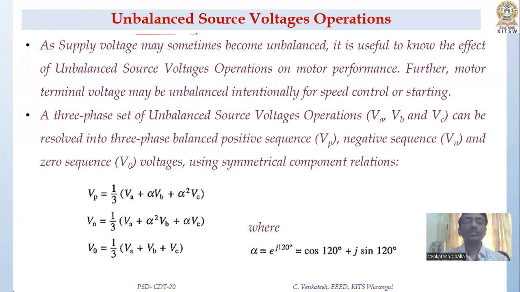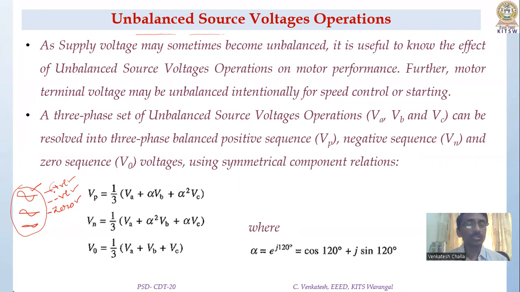For unbalanced source operation, if for example we have three-phase voltages of unbalanced nature, where they have the same frequency but the magnitudes are different, the unbalanced three-phase voltage can be resolved into three components: positive sequence component, negative sequence component, and zero sequence component. Any unbalanced three-phase system can be resolved into three balanced systems. One is called the positive sequence, the second the negative sequence, and the third the zero sequence.